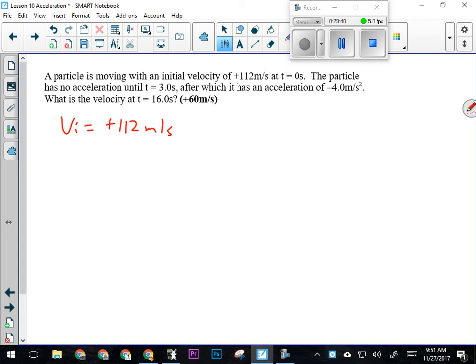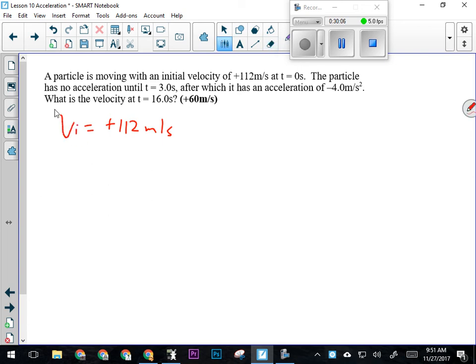So we got to have kind of a part 1 here. So it is actually just going to be V, not V average, right? And that time goes till 3 seconds, after which it accelerates at -4 meters per second squared. What's the velocity at time 16 seconds? So rather than write part 1, I'm going to go back to this being VI. What do I have to understand about the length of time this acceleration occurs over?